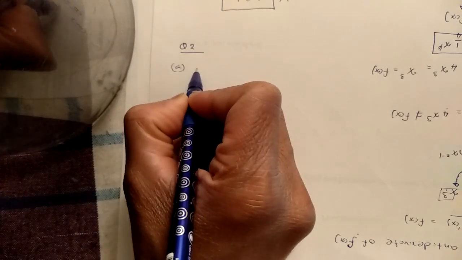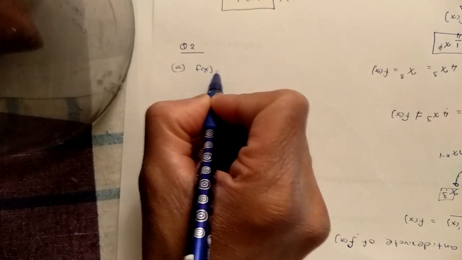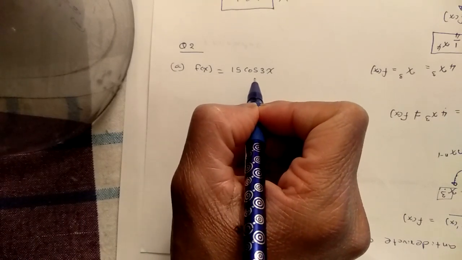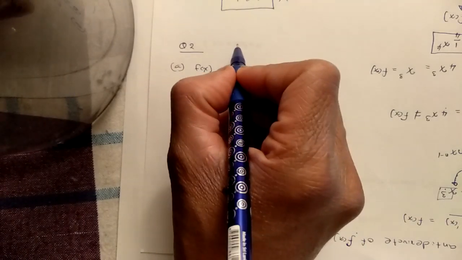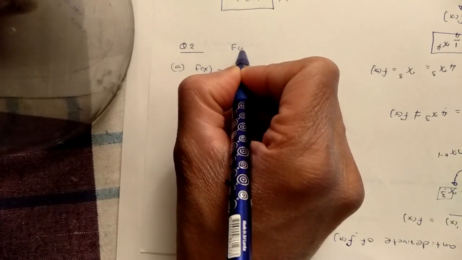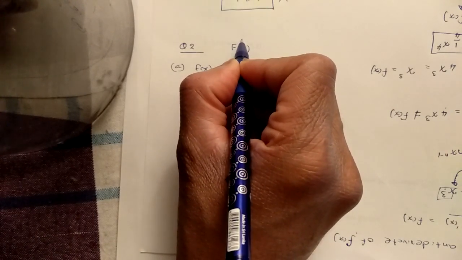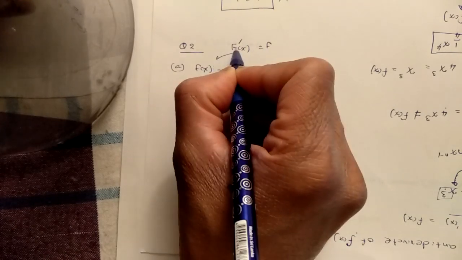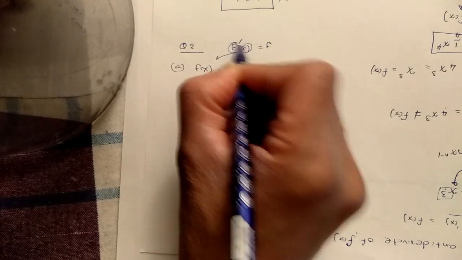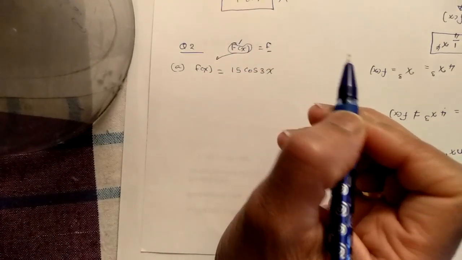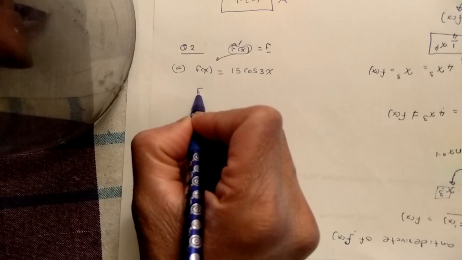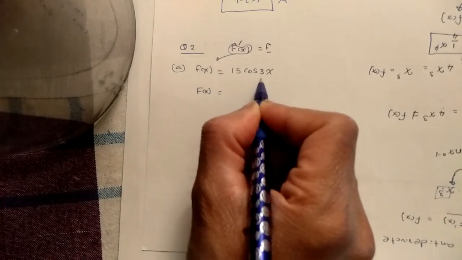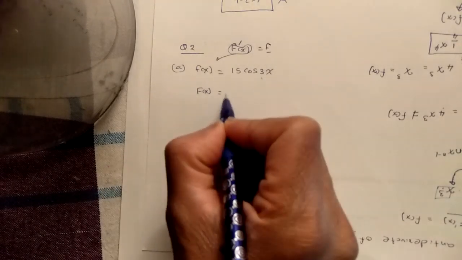So the first part is we have to calculate the antiderivative of 15 times cos 3x. So what do we mean by an antiderivative? We have to find a function so that when you differentiate that function, you should get the previous one. So we call this capital F the antiderivative of simple f. So what should be the function so that when you differentiate it, you should get this as the answer? So what is the suitable function?